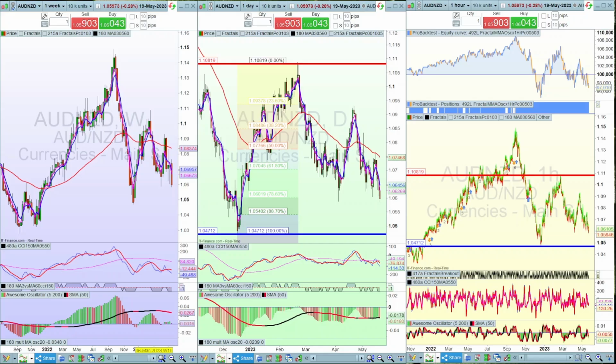Today's May 21, 2023. This is the Aussie New Zealand currency update. We've got the weekly trend here. It's showing bearish signals on the daily, likewise bearish, and I've got a trading idea on the hourly here for you.